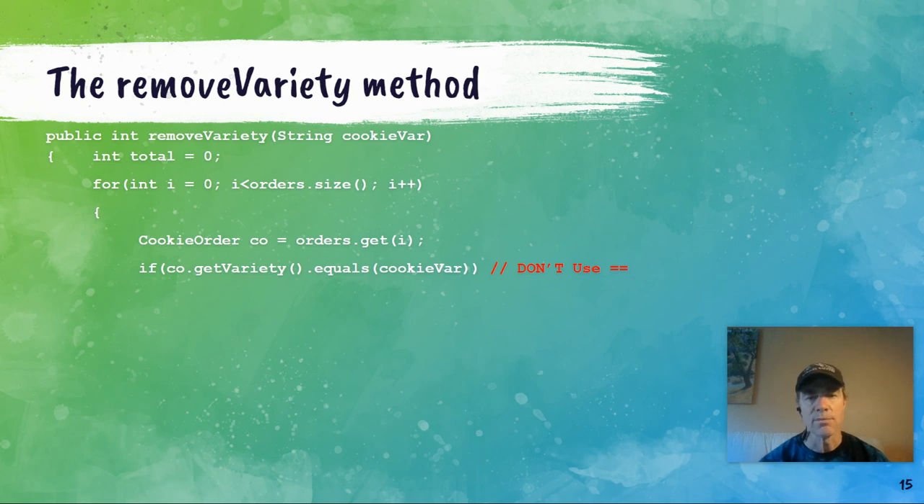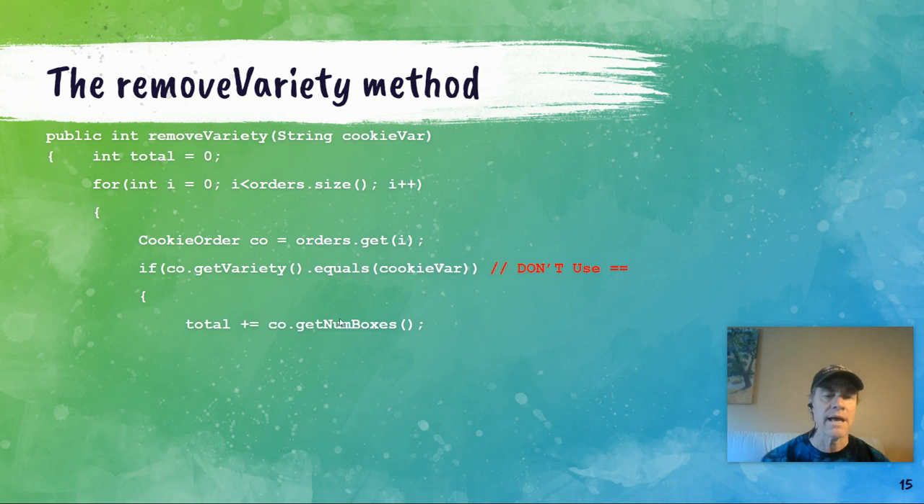So in that case, if the get variety equals the parameter, now I know that's a cookie that's supposed to be removed. So I'm going to increment my total by how many boxes there are. I can't just add it by 1. It's not how many orders were removed, it's how many boxes were removed. So I have to get those number of boxes and add them. Notice too that because I initialized this to 0 at the beginning, I can use the plus equals operator on that. I'm going to now remove orders.